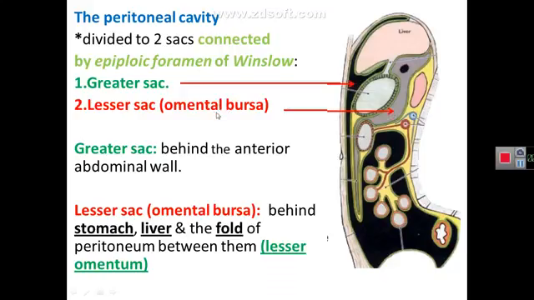also called the omental bursa. Other parts of the peritoneal cavity, which are drawn here in black, are called the greater sac, and both the lesser sac and the greater sac continue with each other by a small space or opening called the epiploic foramen that will be studied soon.